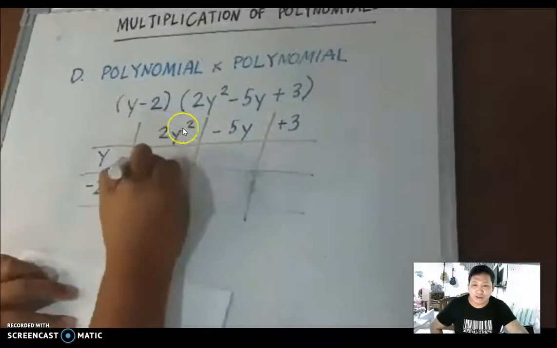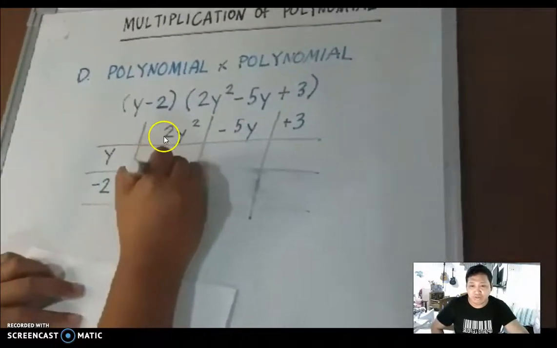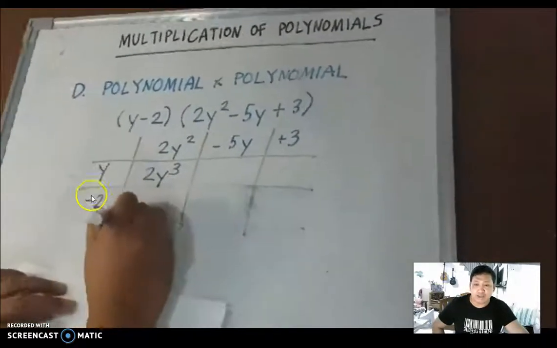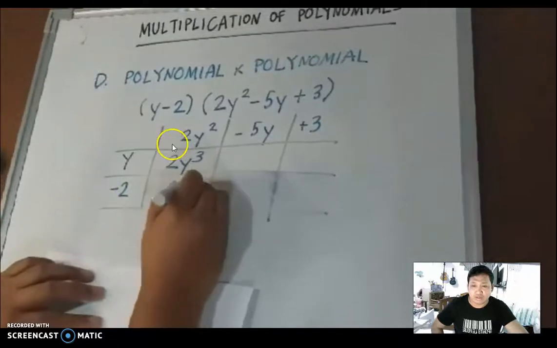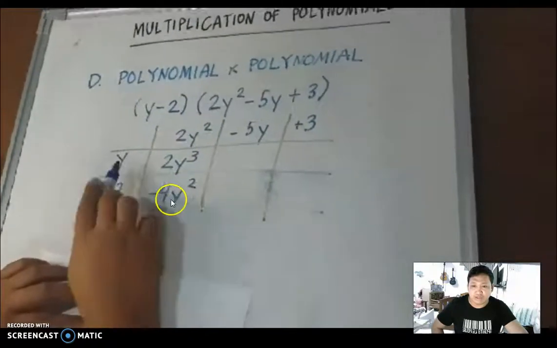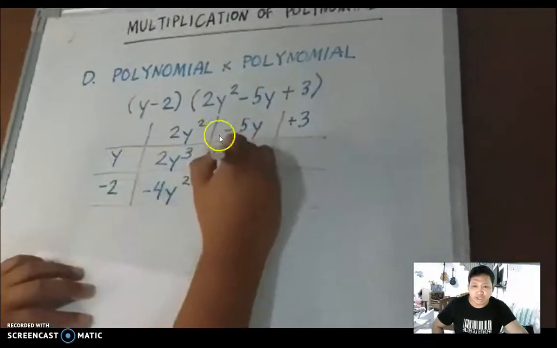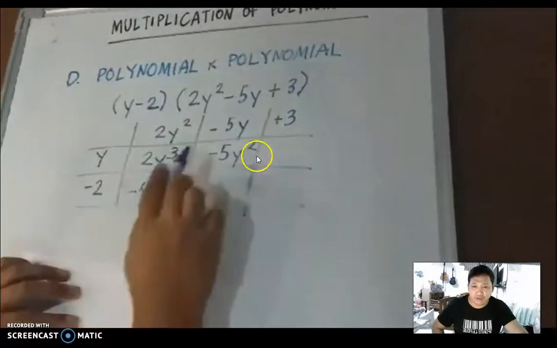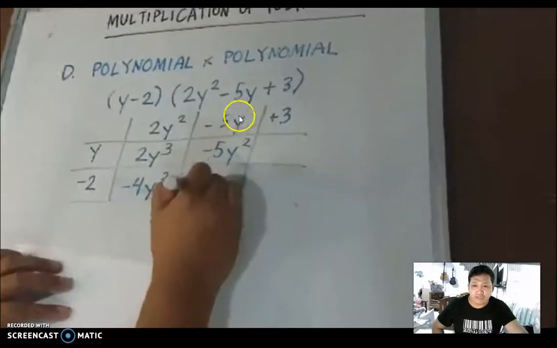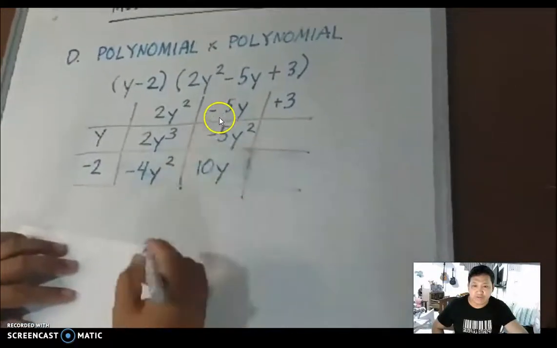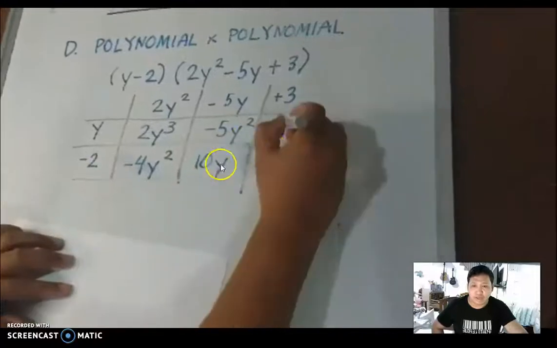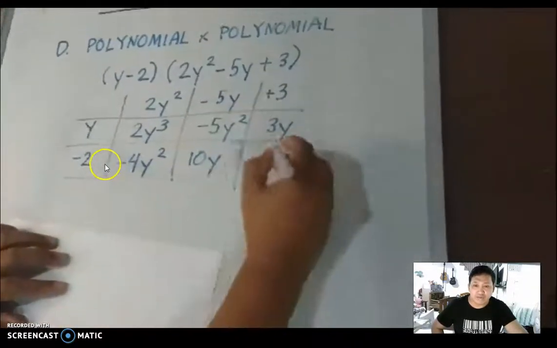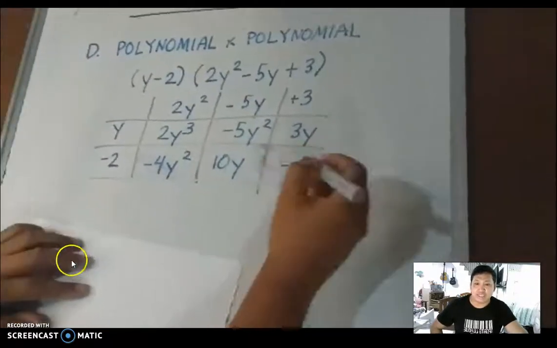Multiply y by 2y squared. It will be 2y cubed. We add 2 and the invisible 1 there. Negative 2 times 2y squared will be negative 4y squared. Then y times negative 5y, we have negative 5y squared. Negative 2 times negative 5y, both are negative, it will become positive, 10y. Next, we have 3 times y, which is 3y. The negative 2 times 3, which is negative 6.